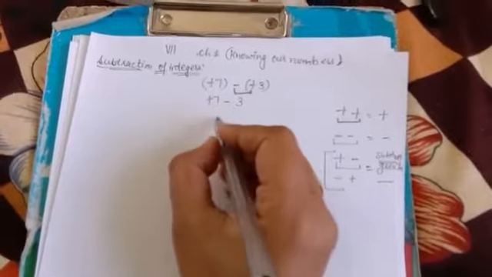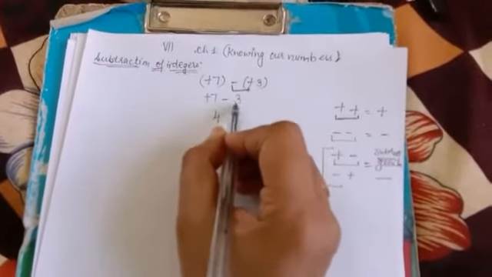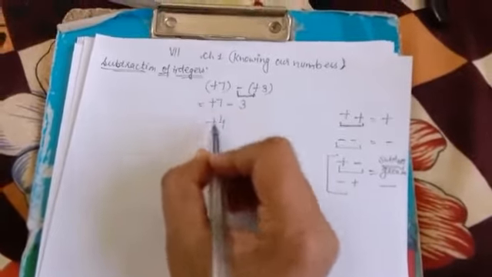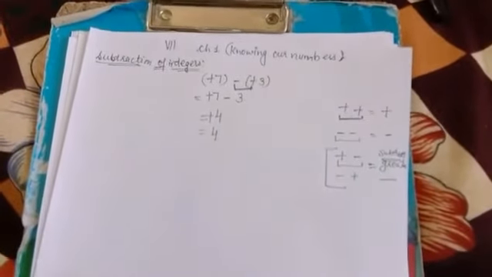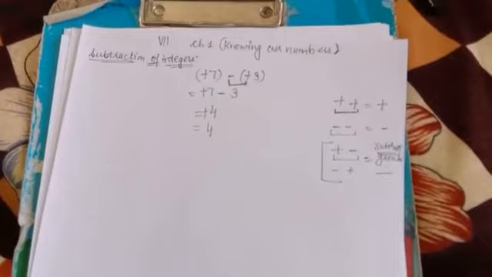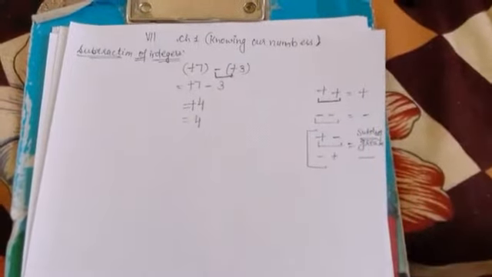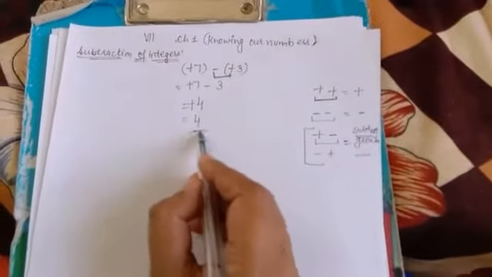Again plus, minus, minus. We have to subtract, but sign of the greater term. It would be positive 4. That is 4. We have no need to show positive sign. Okay. And so it would be simply 4.